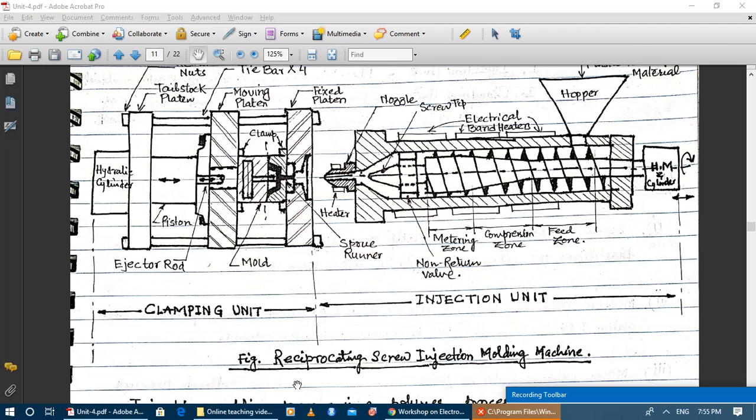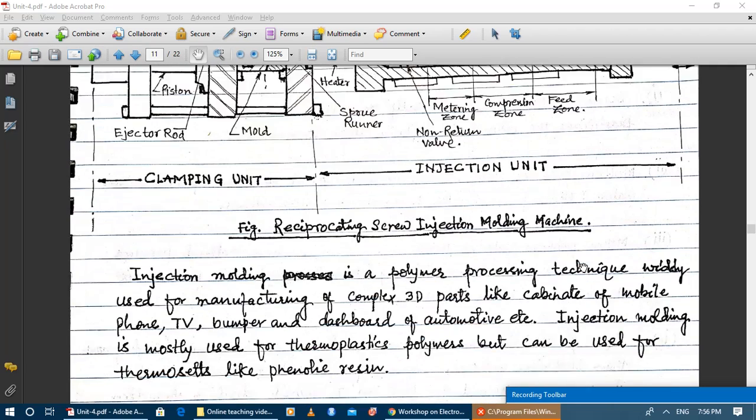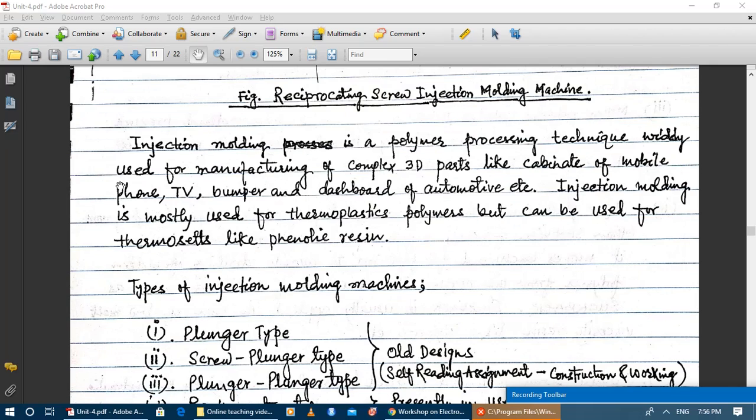Okay, and this is the schematic of reciprocating screw type injection molding machine. Now let us see the explanation. The injection molding is a polymer processing technique widely used for manufacture of complex 3D parts like cabinet of a mobile phone, television, bumper and dashboard of an automotive, etc.